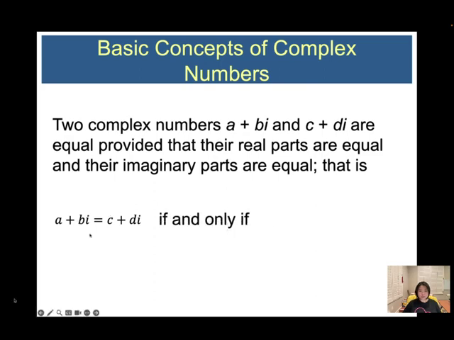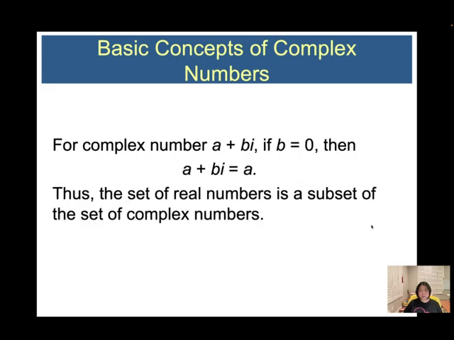So if I have two complex numbers and they are equal to each other, then a is equal to c, the real part equal to the real part, and b is equal to d, the imaginary part equal to the imaginary part. For the complex number a plus bi, if b is equal to 0, then we only have the a, so the set of real numbers is a subset of the set of complex numbers.